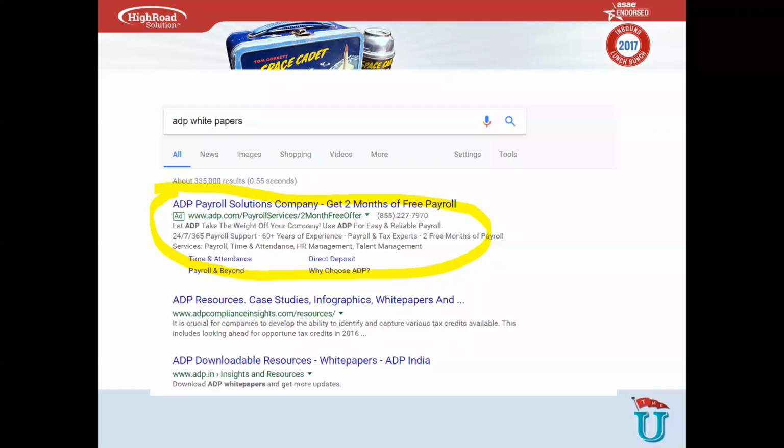And I look at my results already, and this is very interesting. I've got some case studies, infographics, white papers, very smart. Everybody loves case studies and infographics. I've got some downloadable resources as well, and I have an actual pay-per-click ad, okay? That's the first thing Google is going to pop up at the top, and I see I get 2 months of free payroll. Well, you know what? I'm game.